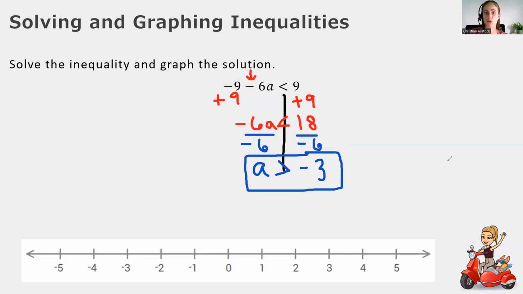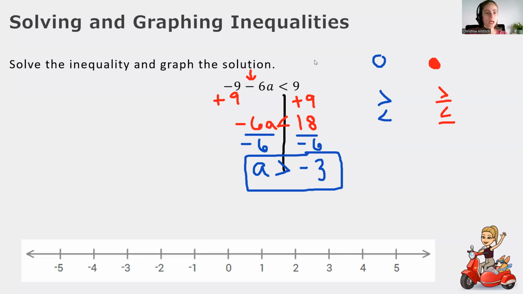When we go to graph that, remember, if you have a greater than or a less than symbol, that is represented with an open circle, because it means that specific number, in this case -3, isn't included. A can only be equal to numbers that are greater than -3, not -3 itself. But if we had an inequality symbol that was greater than or equal to, or less than or equal to, that's represented with a closed or filled in circle, because that's telling us that A could be equal to that number. Therefore, that number is included.